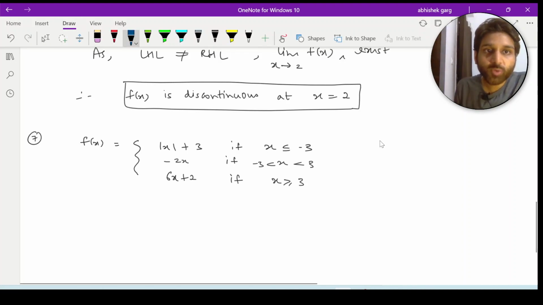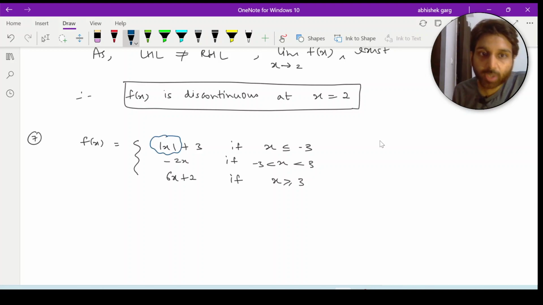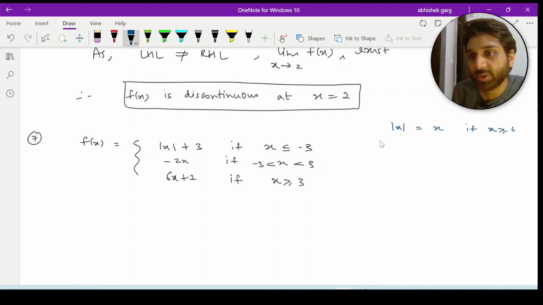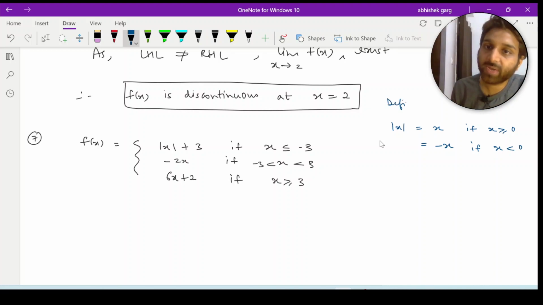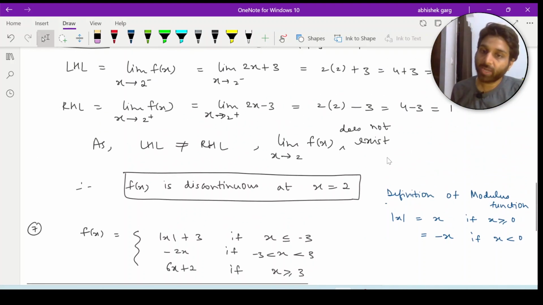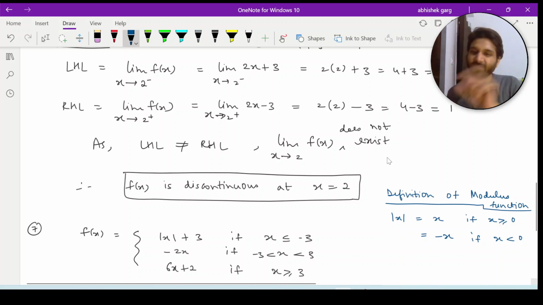Alright, so before we move on, you have to be careful about the modulus function, mod x. In the previous video we learned how to define a modulus function, right? So we should know that mod x is equal to x if x is greater than or equal to 0, and mod x is equal to minus x if x is less than 0. This is how we define a modulus function. This is the definition of the modulus function: mod x is equal to x if x is positive, and mod x is equal to minus x if x is negative.